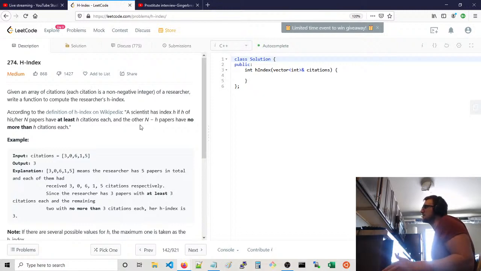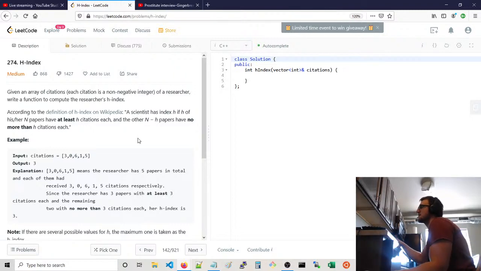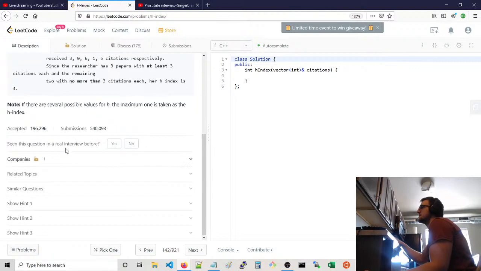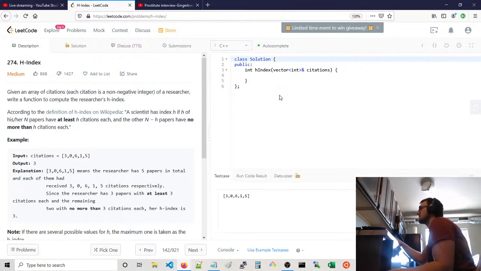If you have at least 1 paper with 1 citation, and all the other papers have no more than 1, that's not an H. You don't have an H index of 1. In other words, yes, that's what I'm saying. This is such a confusing definition. Several possible values for H, to the maximum. Right. So let me show with that.